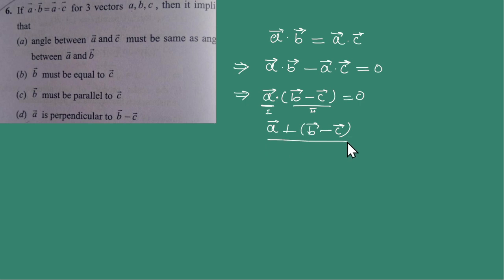So here the D option is the correct option: a vector is perpendicular to b minus c vector.